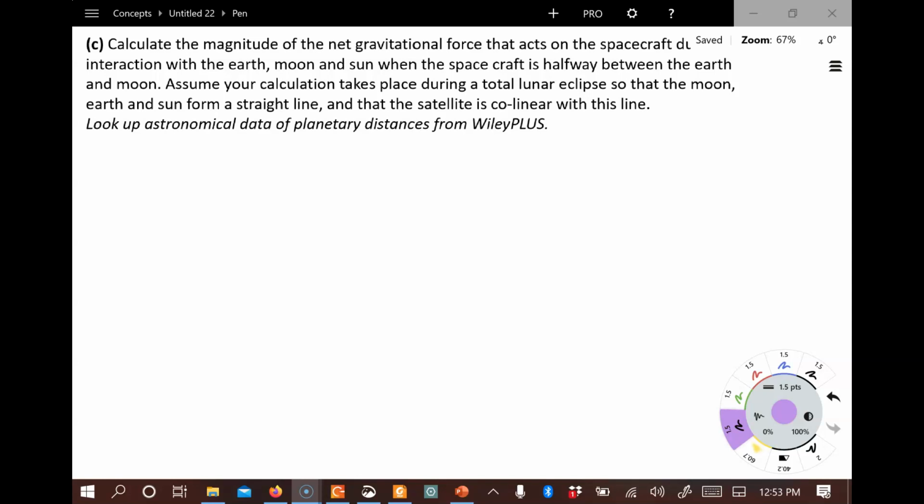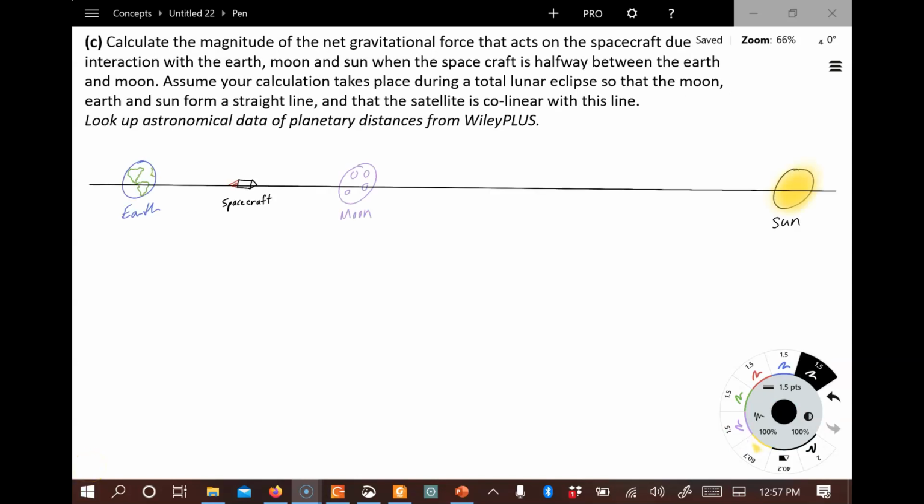All right, so in this case, we've tried to simplify things by making the Moon, Sun, and Earth all aligned, which happens when you have a solar eclipse. And we've also aligned the spacecraft. So let me go ahead and draw a picture of what this is going to look like. So here's a picture of the arrangement in space of these objects as described in the problem.